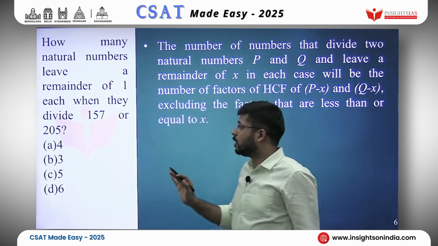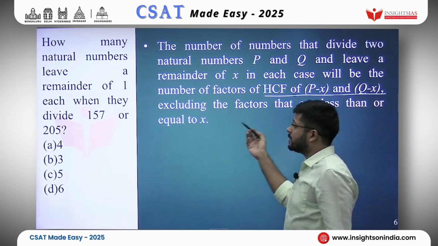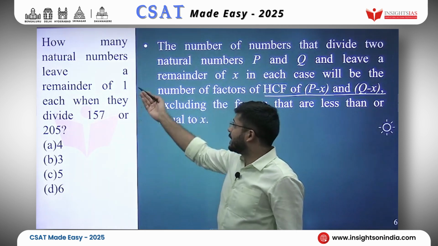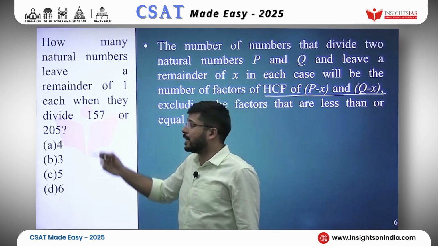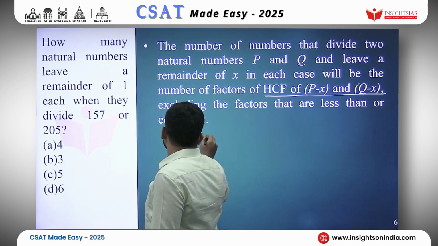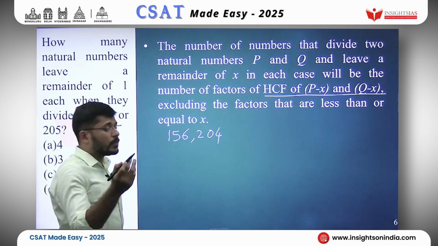So first, what shall we do? We shall find HCF of p minus x and q minus x. In this case, p is 157 and q is 205 and x is 1. So we will take the HCF of 157 minus 1 and 205 minus 1. What will they be? That would be 156 and 204, right? Yes, 156 and 204. And we will take the HCF.